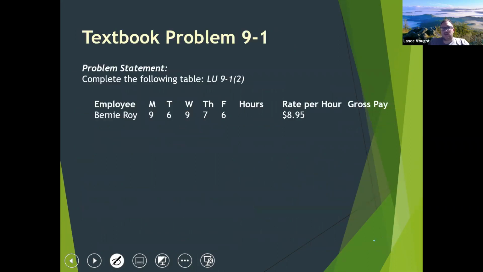So just to do a couple problems and then we'll be done for this evening. Bernie Roy works 9 hours Monday, 6 hours Tuesday, 9 hours Wednesday, 7 hours Thursday, 6 hours Friday, and he makes $8.95 an hour. What's his gross pay? Well, we can add these up: 9, 6, 15, 24, 31, 37. He works 37 hours a week at $8.95. There's no overtime, so it's just straight multiplication. 37 times 8.95 gives you $331.15.